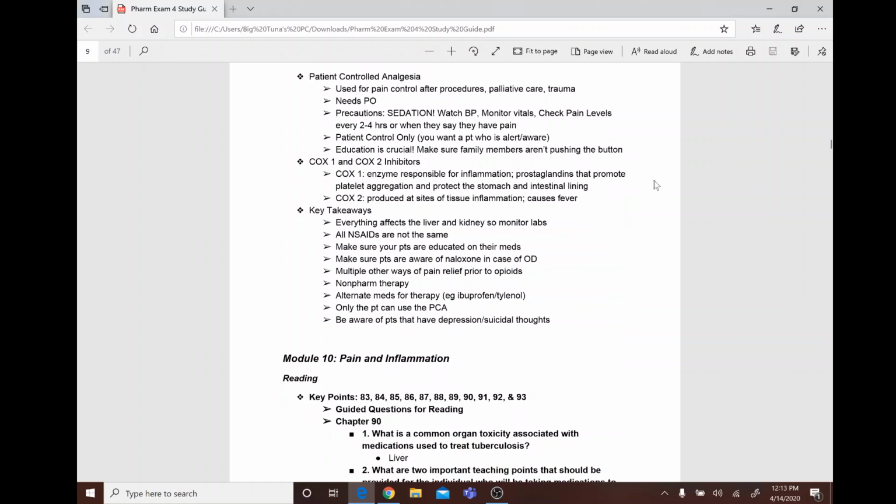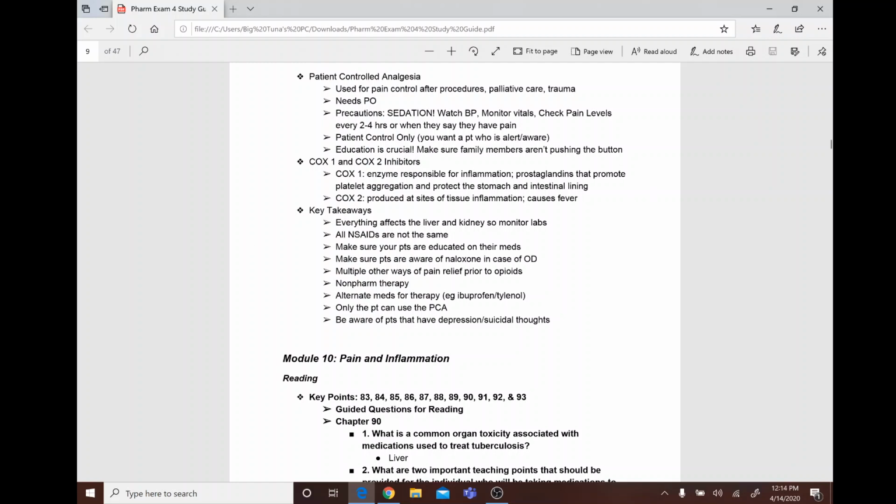What is a COX-1 inhibitor? It's the enzyme responsible for inflammation, prostaglandins that promote platelet aggregation and protect the stomach and intestinal lining. What is a COX-2 inhibitor? Produced at the site of tissue inflammation, causes fever.